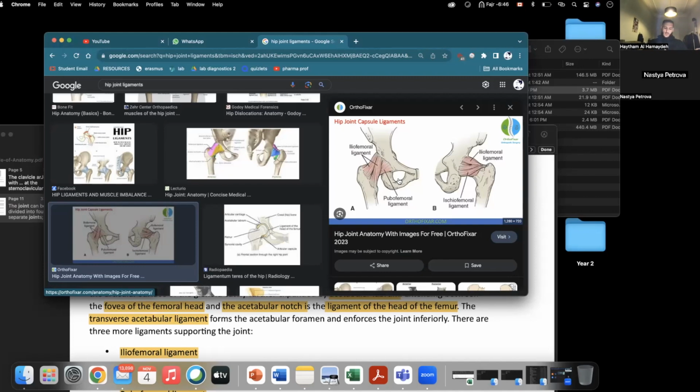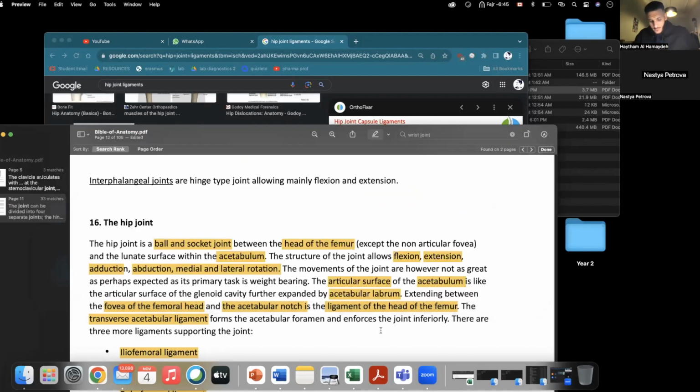It hugs the head of the femur. What is it called? Labrum. Yes. So acetabular labrum. Yeah, acetabular labrum. Perfect. There we go. Easy. Okay, now you finished your 11th point.